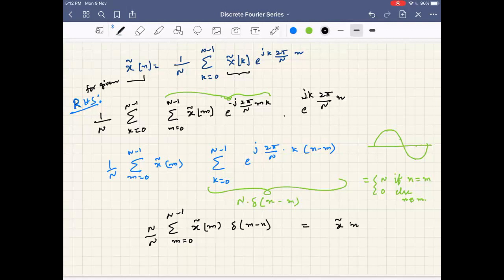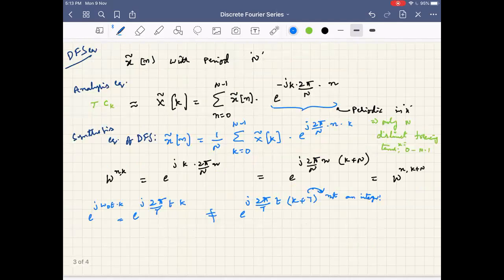So delta of n. So we are able to get here the right hand side, right? So this is the LHS. Okay, so hence it is our expression. Thus it proves the definition that we have taken for discrete Fourier series.